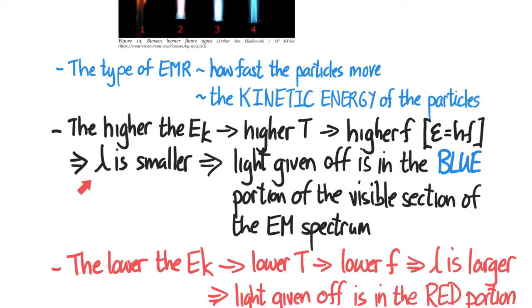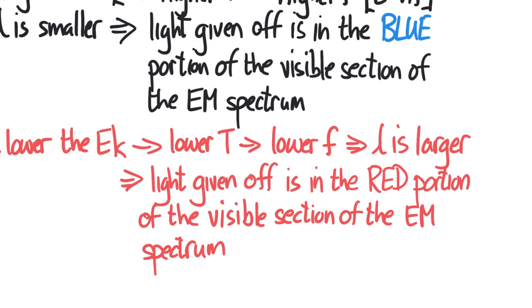So if the wavelength is smaller, this implies light given off is in the blue portion of the visible section of the electromagnetic spectrum, where the frequency is higher and the energy of the photons is higher. If there's a lower kinetic energy, then it implies that there's a lower temperature, a lower frequency, which implies the lambda is larger or longer, which implies that the light given off is in the red portion of the visible section of the electromagnetic spectrum.